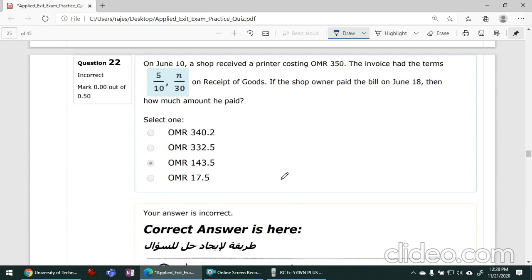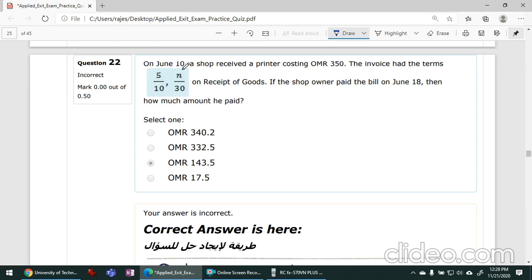Question number 22. On June 10, a shop received a printer costing OMR 3,350. The invoice had the terms, so you have to see in the question paper, something will be written like this: 5 by 10, n by 10 on receipt of goods. When you get the product, you will have written on the invoice 5 by 10, some number divided by some number. What is this? If the shop owner paid the bill on June 18th, then how much amount did he pay?